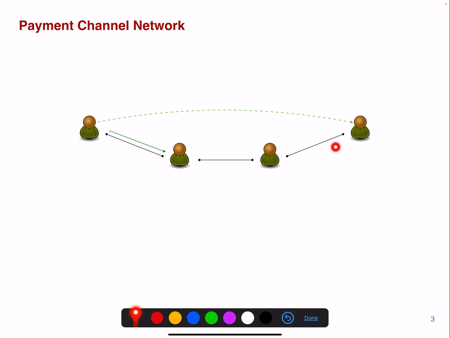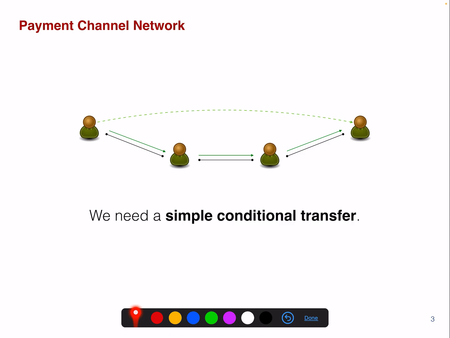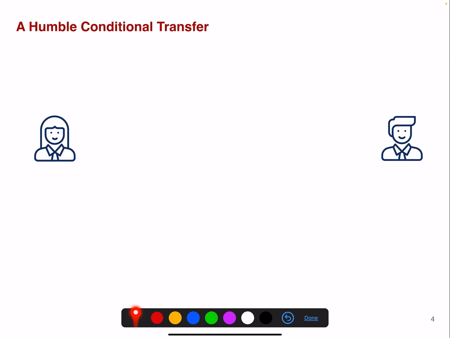So if you want to send a payment in this direction, we have to send first the payment here, then the payment here, and then the payment here. And they should all execute atomically, or fail atomically collectively if one of them fails. So we need a simple conditional transfer. Let's first discuss the idea of a simple conditional transfer.